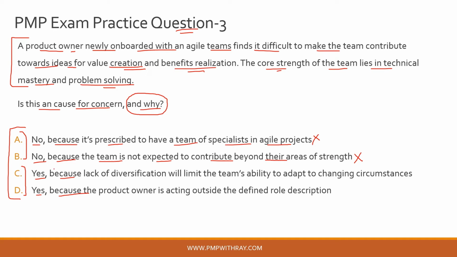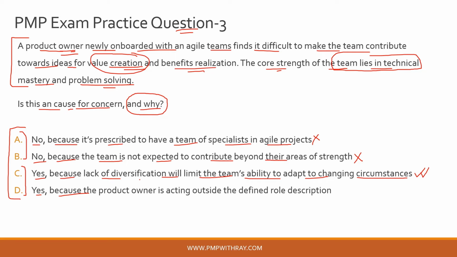Let's look at option C. Yes, because lack of diversification will limit the team's ability to adapt to changing circumstances. This looks like a very good option, guys. Okay, so it is saying that yes, this is a cause of concern for you since there is a lack of diversification, because in this agile team, no one is thinking about the business and value creation apart from the product owner. This is a problem for sure.